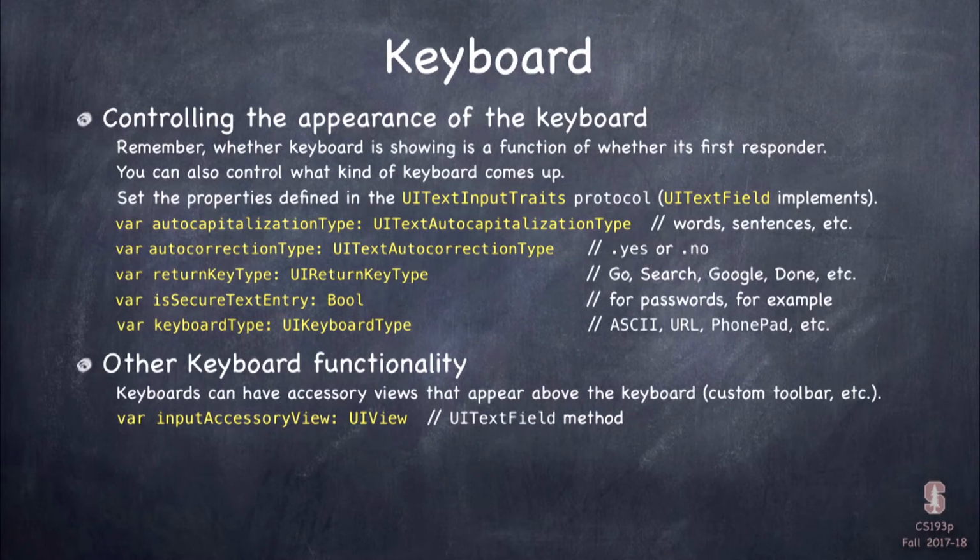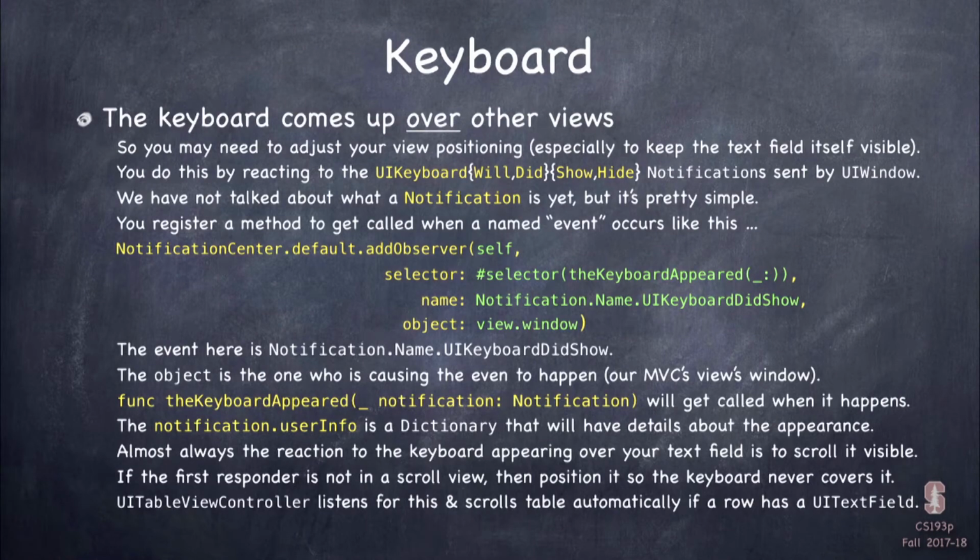Okay? The keyboard also has, in the text input traits protocol, input accessory view, which lets you put a little view on the keyboard, right at the top of the keyboard. If you had some special buttons or something you want, you can put them in there, so that's kind of cool.